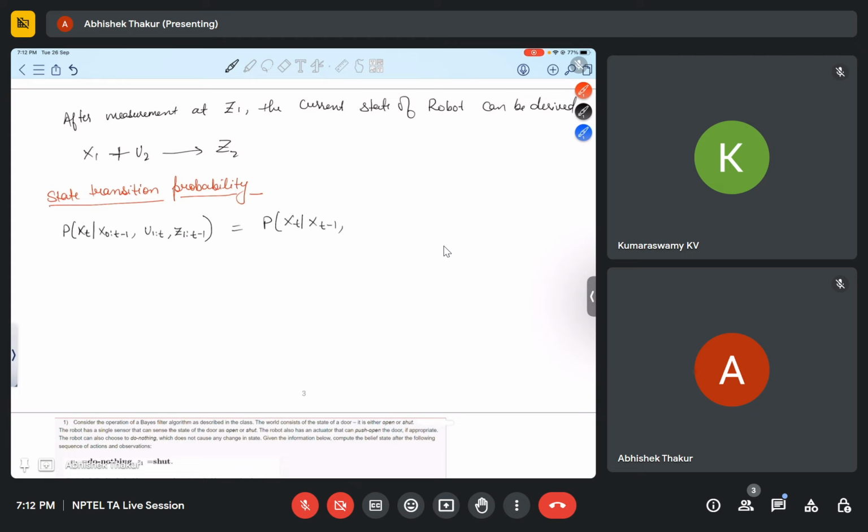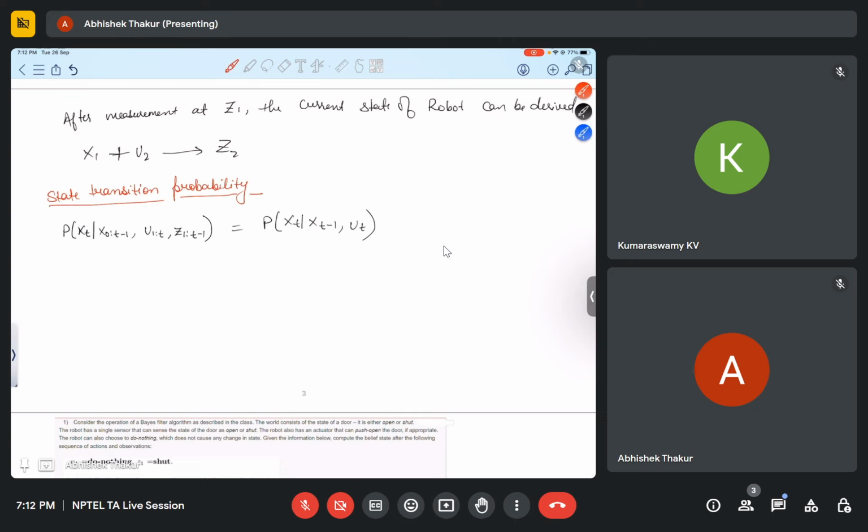It depends on the previous time instant, because after giving the action ut, the robot reaches xt. So first the robot was at xt minus 1, and after giving the action ut, it reaches xt. So this can be simplified.